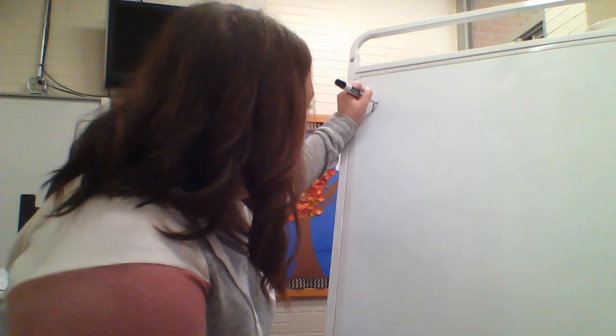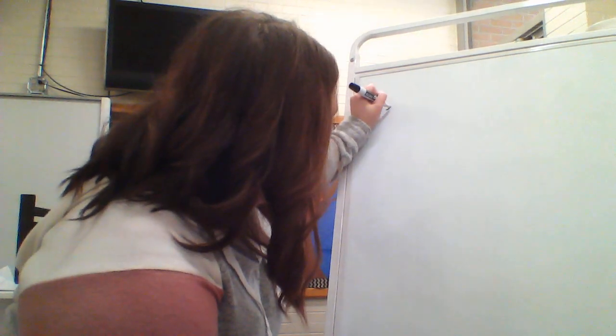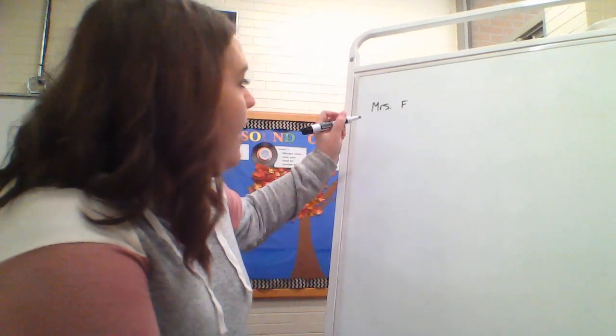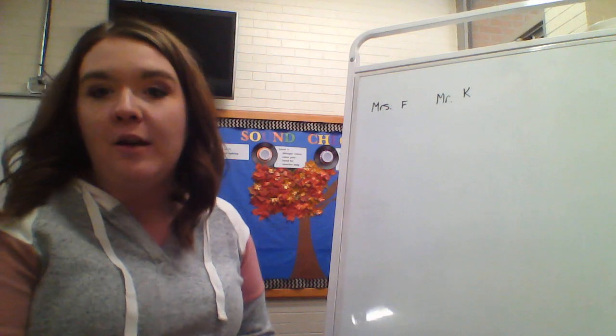So Mrs. Fife makes 63 sandwiches for the school picnic. This is 28 fewer sandwiches than Mr. Kapoor makes. How many sandwiches does Mr. Kapoor make? Now, we have two people, right? We have Mrs. Fife, which I'm just going to write Mrs. F, and we have Mr. Kapoor, which I'm just going to write Mr. K. All right, so we have Mrs. F and we have Mr. K. Now, who makes more sandwiches?